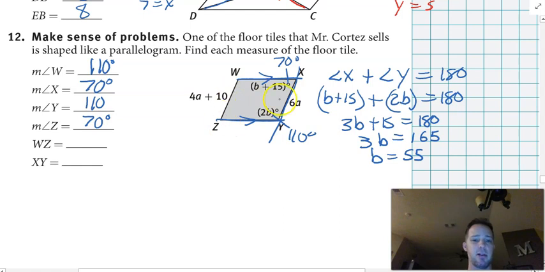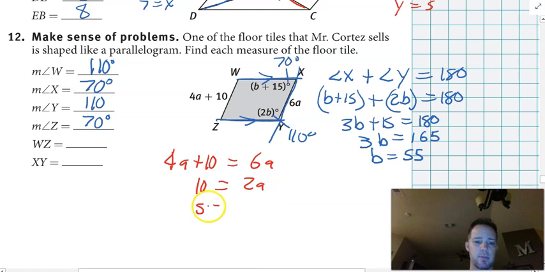Opposite sides of a parallelogram are congruent, so 4A plus 10 is going to equal 6A. Subtract 4A from both sides, divide by 2. So we get A equals 5. Plug it back in, we get 30. And 4 times 5 is 20 plus 10, so 30 and 30. So WZ is 30, and XY is 30.